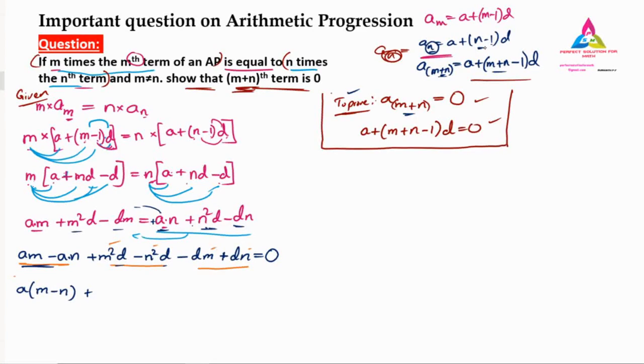Here what is common? d is common. So I can take the d common. Inside, what is left is m square minus n square. Here what is common in these two? d is common once again, but minus d is common.